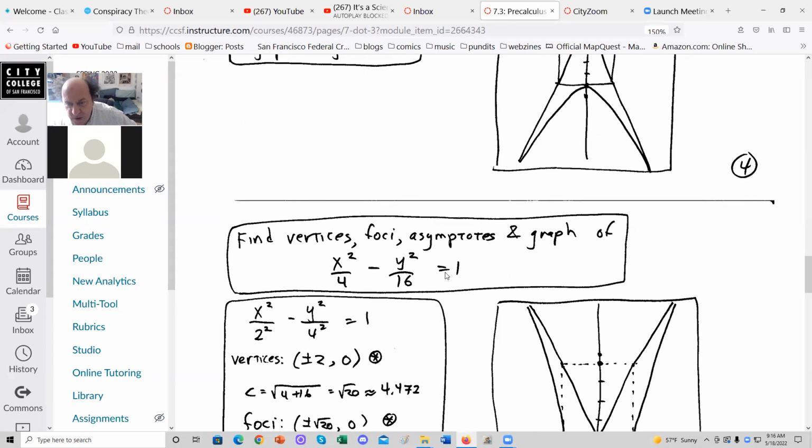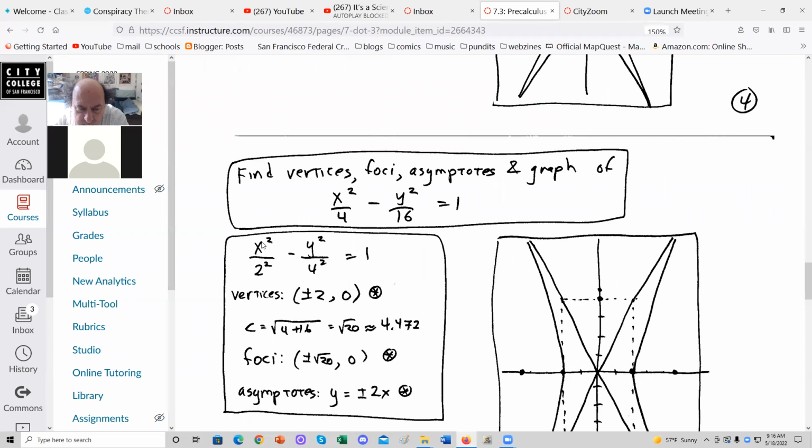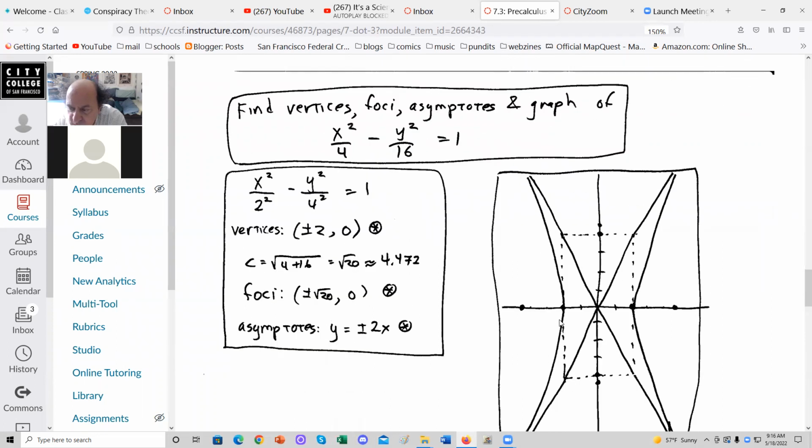Find the usual vertices, foci, asymptotes, and graph. Okay, 4, write that as 2 squared. 16, write that as 4 squared. So the vertices are on the x-axis, the leading term, and they're plus or minus 2 by 0 here and here. We draw the central box by drawing going up and down to plus or minus 4.